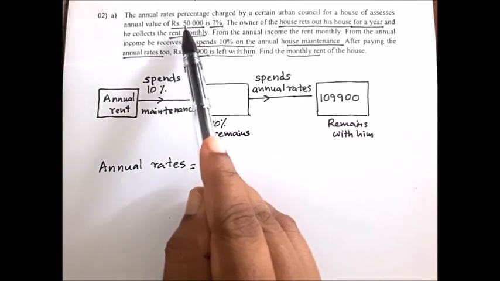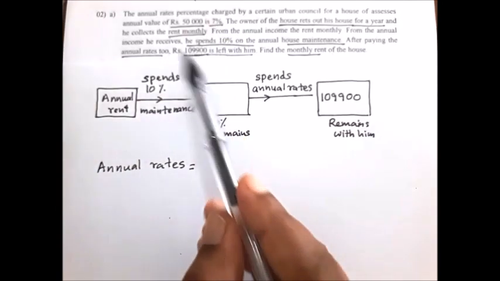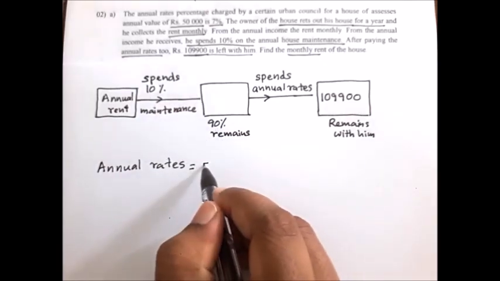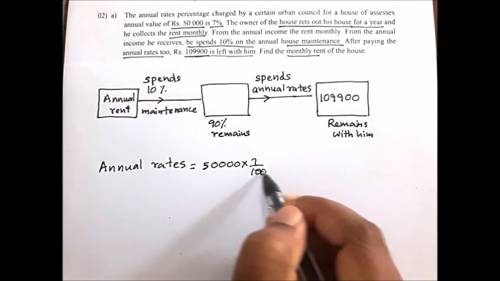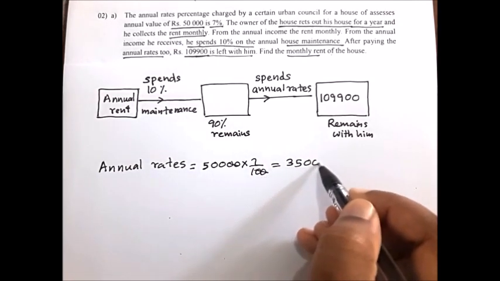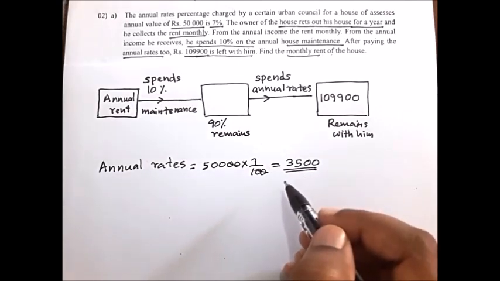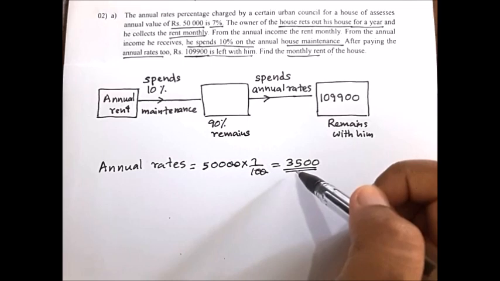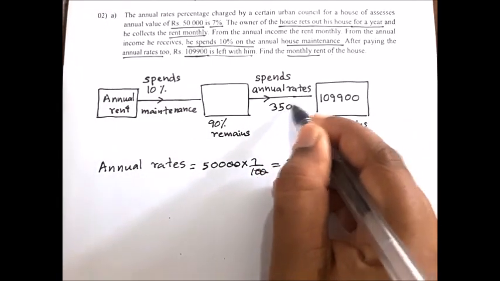Assessed value of the house is 50,000 and the urban council charges 7% as rates. So multiply 50,000 by 7%. 7 into 5, 35 and 2 zeros. 3,500 rupees for annual rates. He spent 3,500 as annual rates.